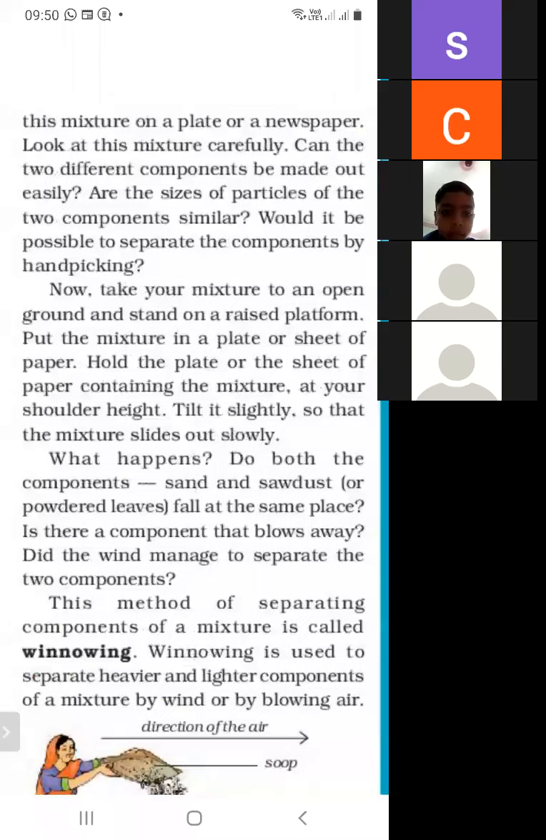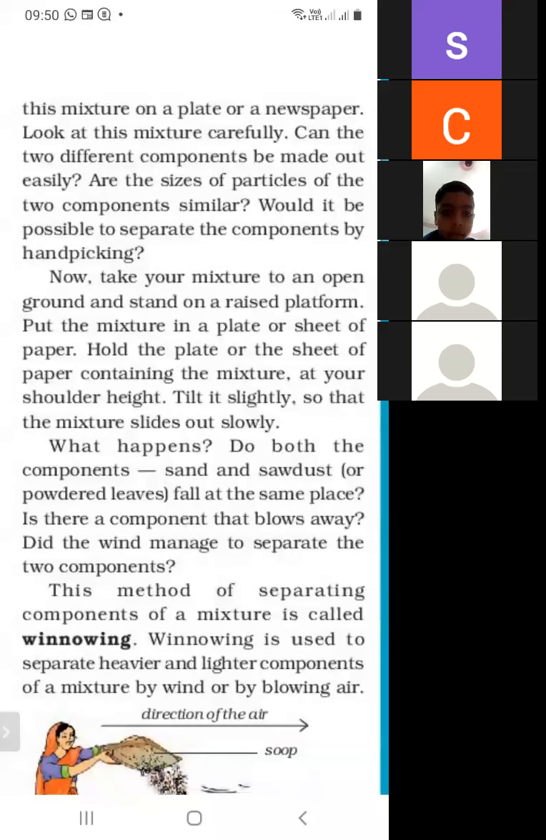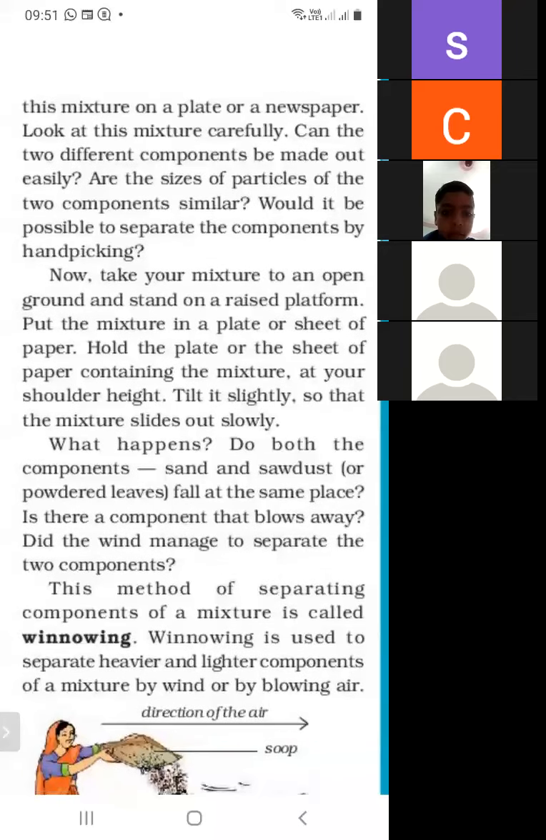Firstly, we will take a mixture of the two substances, and then we will put this mixture either on a plate or on a newspaper. And look at this mixture carefully. Can the two different components be made out easily? Is the size of the particles of the two components similar? Would it be possible to separate the components by hand picking?